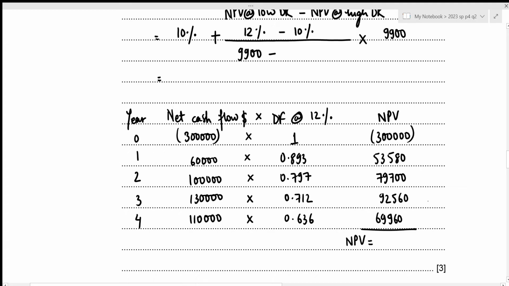Now we need to figure out the total net present value, and that will just be the sum of these 5 amounts. That's negative 300,000 plus 53,580 plus 79,700 plus 92,560 plus 69,960, which results in the negative value of 4,200.